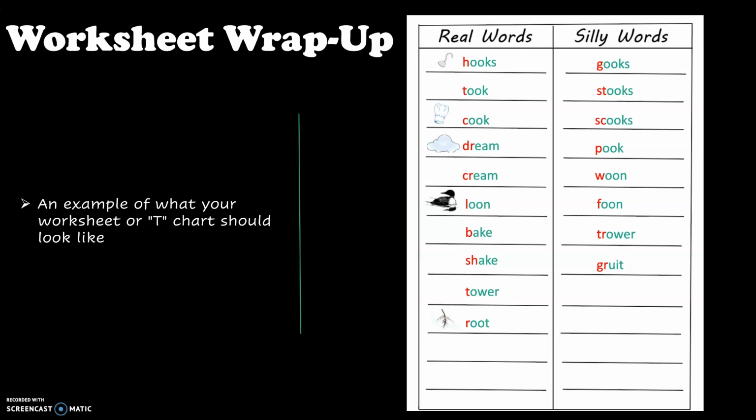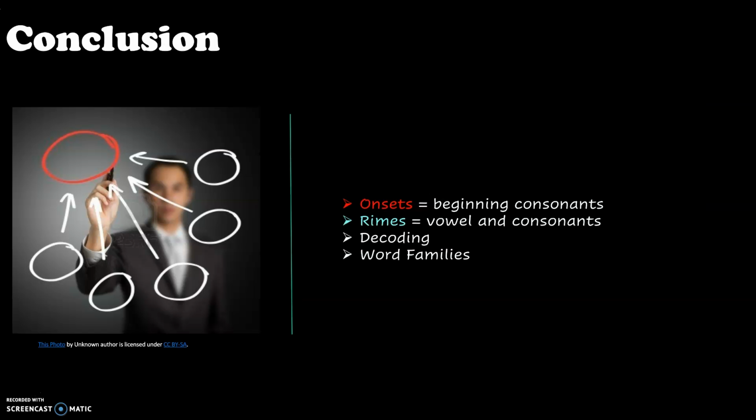Now let's go into our conclusion and wrap up this whole presentation for you. So our conclusion is, onsets are the beginning consonants of a word, while rhymes are the vowel and consonants following the onset. Onset and rhymes are really valuable when trying to decode words.